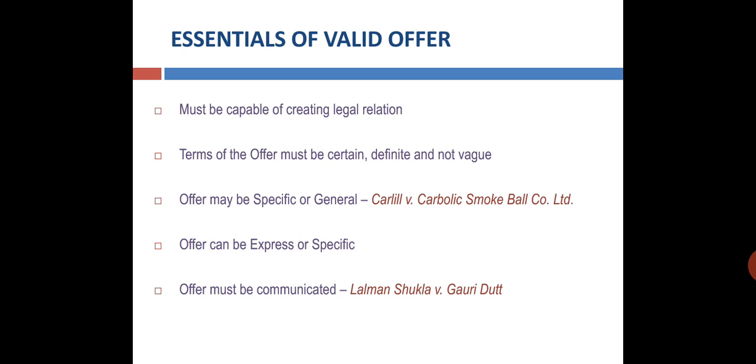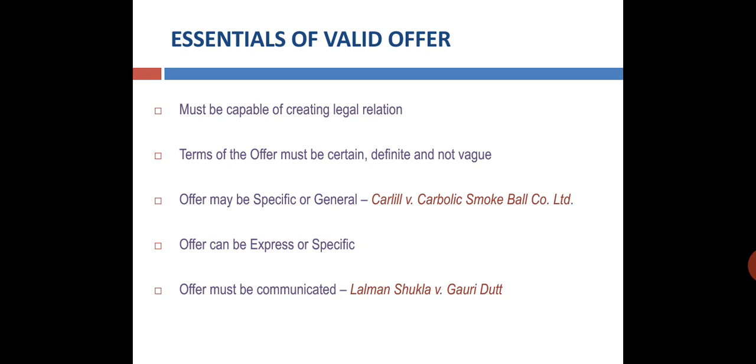The terms of the offer should be certain enough, which should be understood by the offeree. If they are ambiguous or if they are uncertain, it will not be considered to be a valid offer. The third essential factor is that the offer may be specific or it may be also general offer. Now, this particular distinction between a specific offer or a general offer was for the first time made by the courts in another landmark judgment, which is considered as a Carlill versus Carbolic Smoke Ball Company Limited judgment.